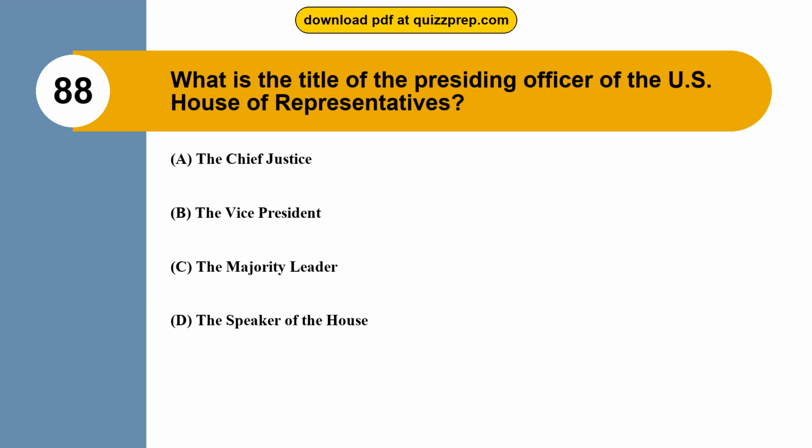Question 88. What is the title of the presiding officer of the U.S. House of Representatives? Option A, the Chief Justice. Option B, the Vice President. Option C, the Majority Leader.